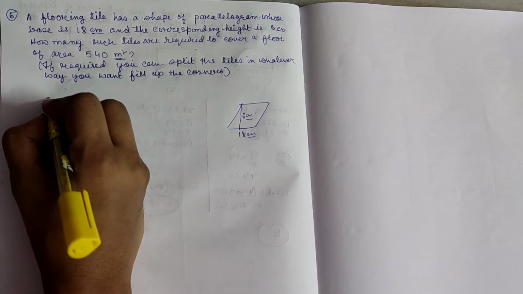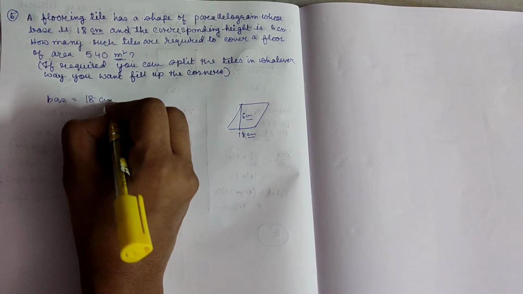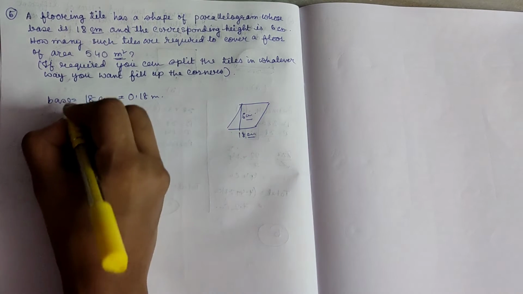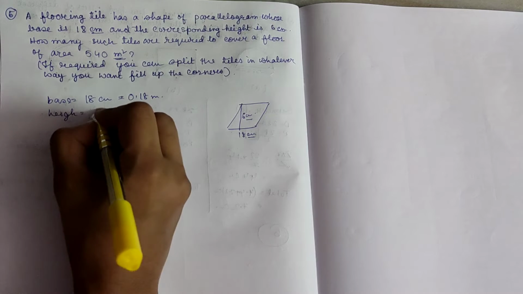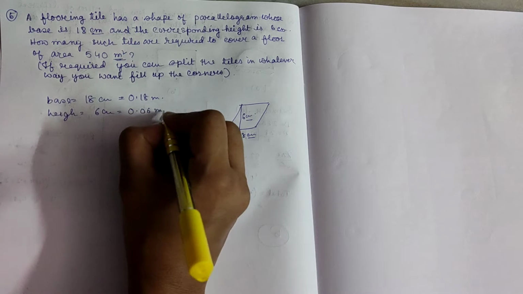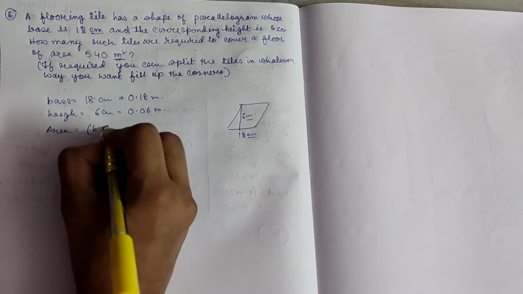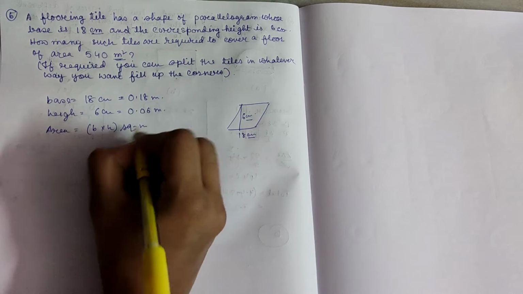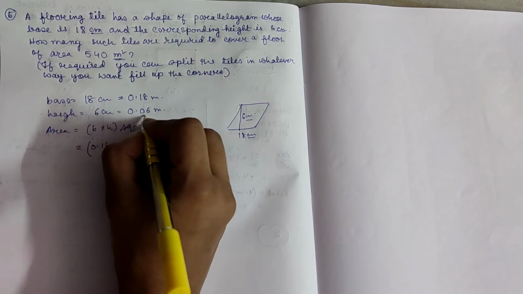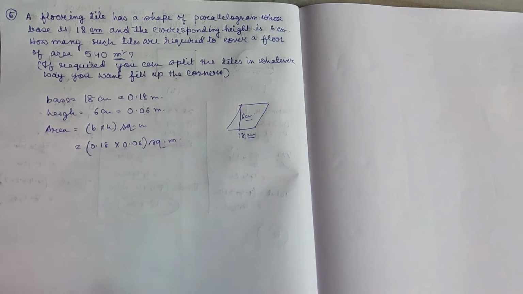So in this case, the tile's base is given what? 18 centimeter. So I have to convert it into meter, which will be 0.18 meter. Again, the height which is given is 6 centimeter. If I convert it into meter, it will become 0.06 meter. We know the area of a parallelogram. Area is what? Base into height, square meter. So my base is 0.18 and height is 0.06. So I'll write the unit as square meter. Don't forget it.